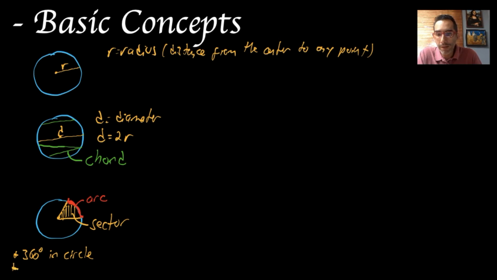Also, do keep in mind that these 360 degrees in a circle are equivalent in radians. If we talk in radians, that will be equal to 2 pi radians in a circle. That's also another piece of information that is worth for us to keep in mind. So we know what is the radius, we know what is a chord, we know what is the diameter. Understanding that the diameter is the longest chord in a circle, we know what is a sector, we know what is an arc, all right?